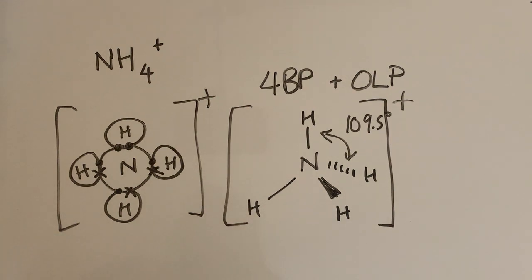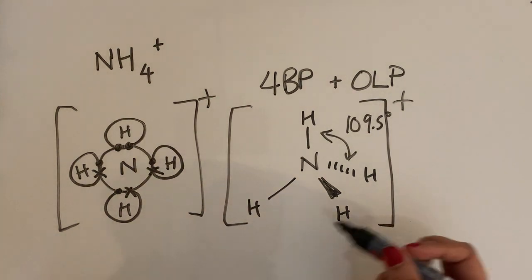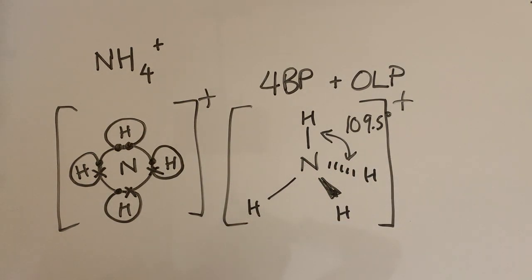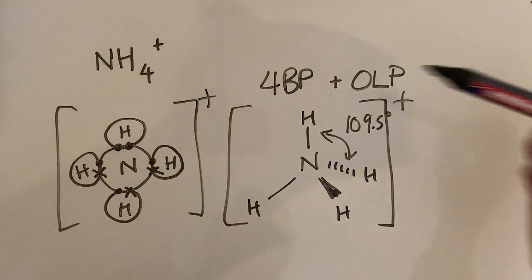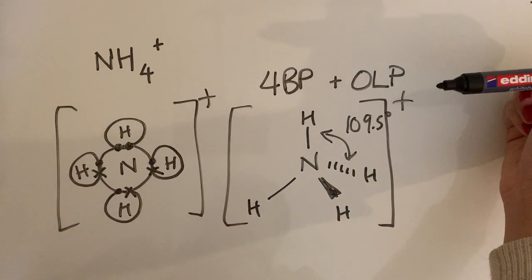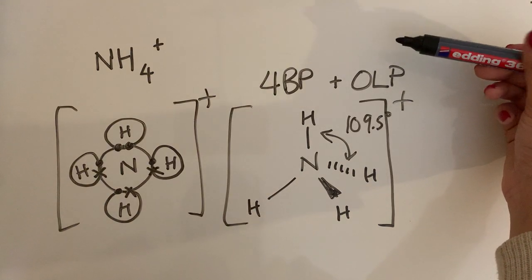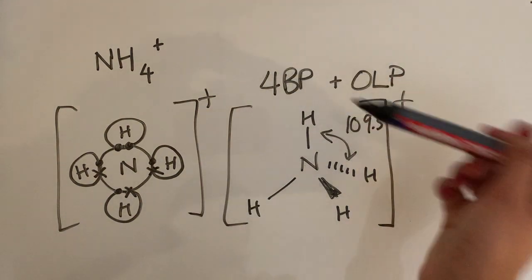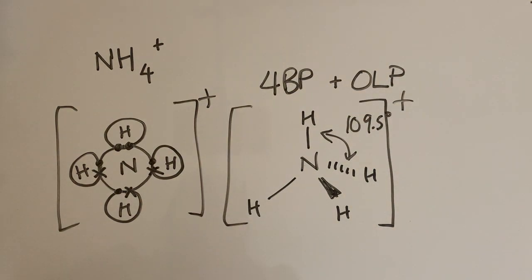In terms of explaining it in words, if I were to explain why this shape is tetrahedral, I would say that the central nitrogen has 4 bond pairs and 0 lone pairs. In this case, because we don't have any lone pairs, you wouldn't need to say it. But if you did have lone pairs involved, you do need to make a statement that bond pairs repel more than lone pairs. And that's why it adopts that shape. Over here, you would just need to say that the 4 bond pairs repel each other equally, and therefore it will adopt the tetrahedral shape.